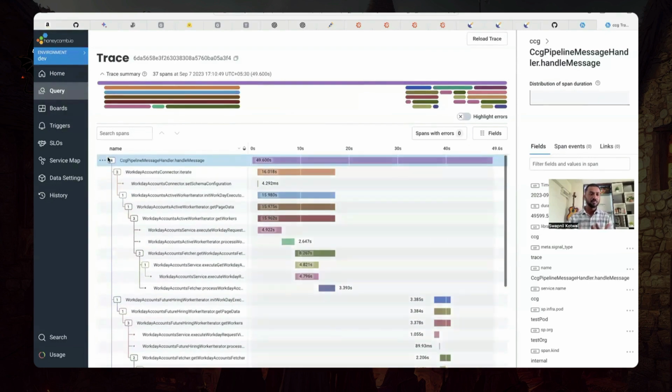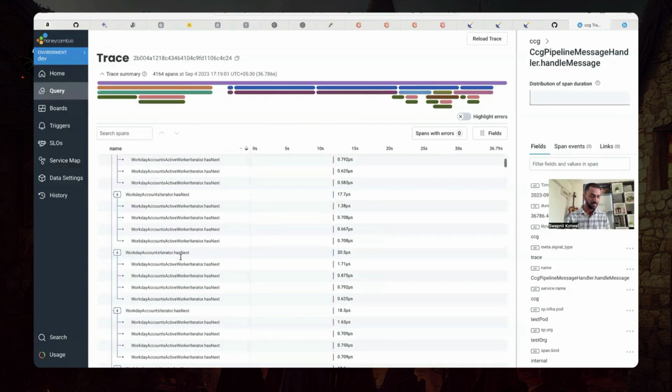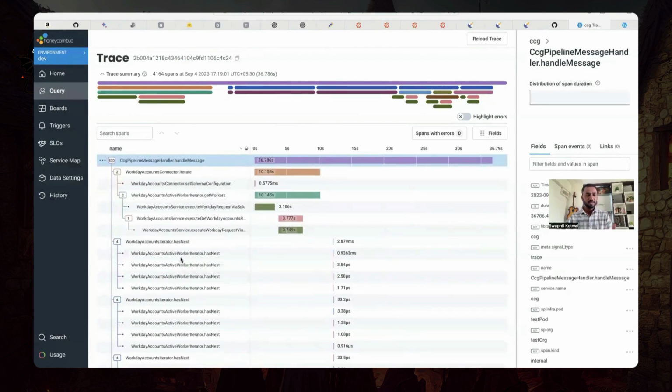You need to be very careful while instrumenting, about how many meaningful traces you are making. Say, for example, here I'm emitting a lot of traces, right? Which doesn't make any sense. Okay. So in that case, you can see I have one.